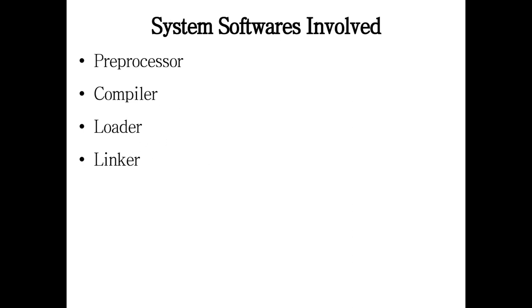Loader plays the role of loading the program from the secondary memory into the primary memory. The program has to be in the primary memory when it has to be executed, so this system software takes care of loading it. And then the linker, which does some kind of connection between the code to make it executable, right? So I'm just giving a glimpse of the key system softwares that are involved when you are going to do C programming in your system.